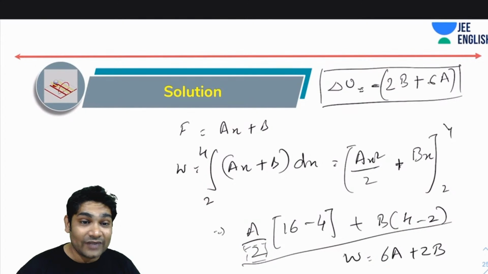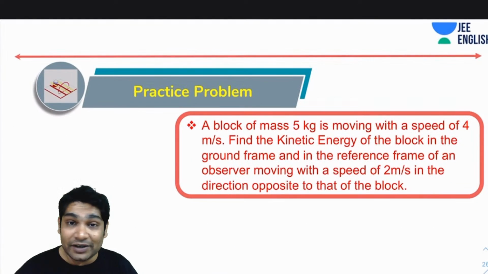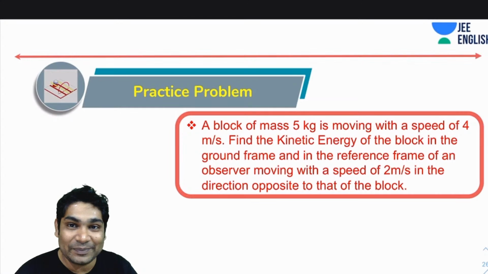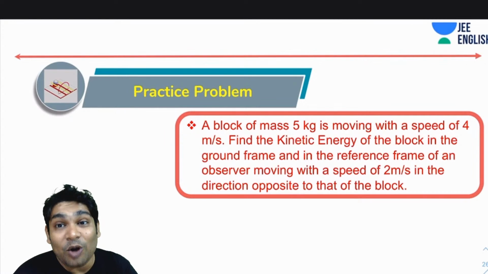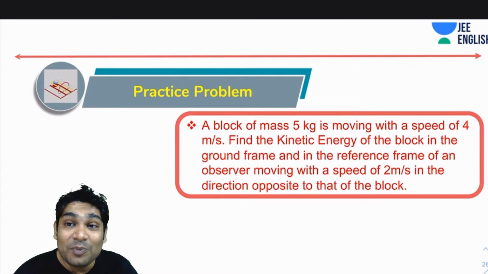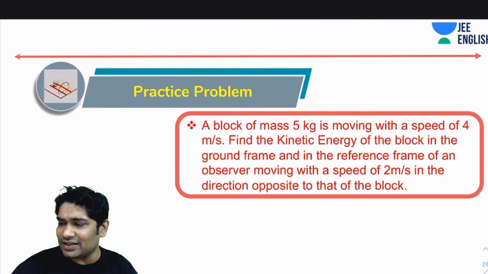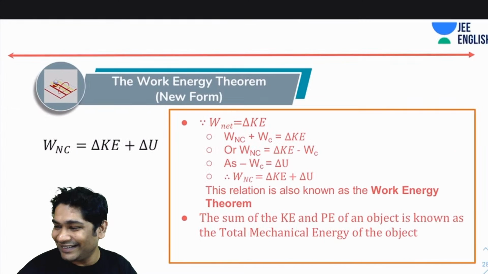Alright, so I hope this is clear to all. Let's move forward. Let's take a go at another problem. So this problem says that a block of mass 5 kg is moving with a speed of 4 meter per second. Find the kinetic energy of the block in the ground frame and in the reference frame. Okay, I think we had already done this yesterday. Oh, this is yesterday's problem. I think I forgot to delete this slide.